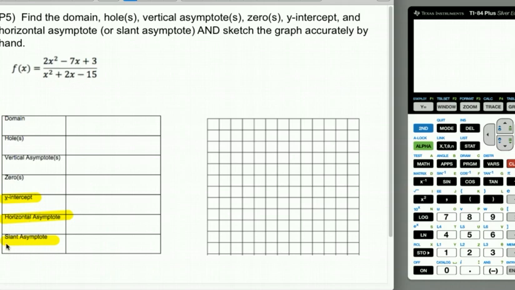is what's going to happen if I plug in x is 0, right? This literally just means that I plug in x is 0. And if I plug in x is 0 for the y-intercept, the 2x squared and the 7x are going to be 0. The x squared and the 2x are going to be 0. So all I'll be left with is the 3 over the negative 15. So I'm going to get y equals 3 over negative 15, or negative 1/5, or negative 0.2, whatever you want. Any of those are fine. You could leave it as a negative 3 over 15. Doesn't matter.